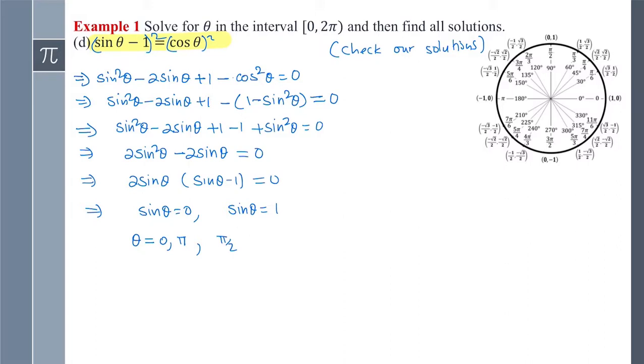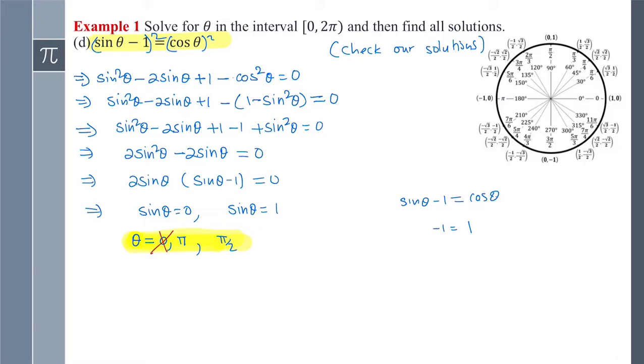So what we do here is we'll take these solutions and check them in the original equation. We have the original equation sine theta minus 1 equals cosine theta. If I take 0 and plug it in here, sine 0 is 0, so I get negative 1 equals cosine 0, which is 1. So negative 1 equals 1, that is not true, which means 0 is not a solution.